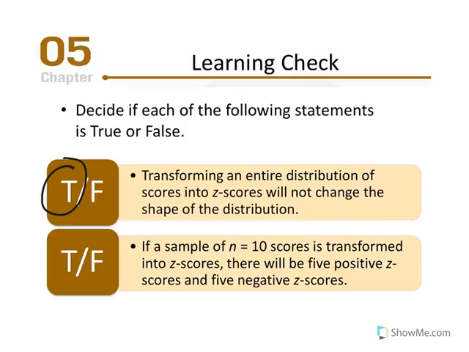The next one, true or false, if a sample of 10 scores is transformed into z-scores, there will be 5 positive z-scores and 5 negative z-scores. And this, in general, is false. It could be possible, but we wouldn't expect an even distribution of scores above and below the mean. The number of scores above and below the mean will be exactly the same in relation to the original distribution. So we may have 8 scores above the mean and 2 scores below. Again, it's dependent on what the original distribution looks like. So we should not expect an even distribution of z-scores above and below the mean of a population or sample distribution of z-scores.